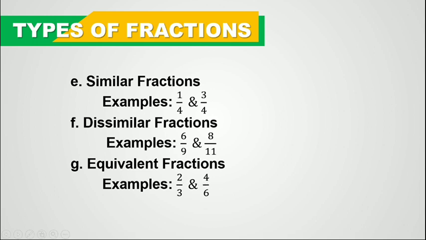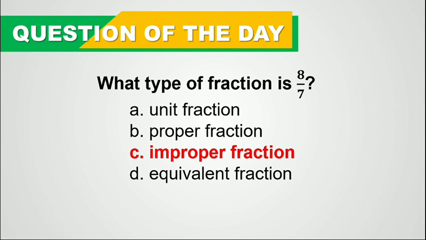All right. Now, going back to the question of the day, what type of fraction is 8 over 7? The correct answer is letter C, improper fraction, because the numerator is greater than the denominator. Therefore, it is included in the improper fraction type.